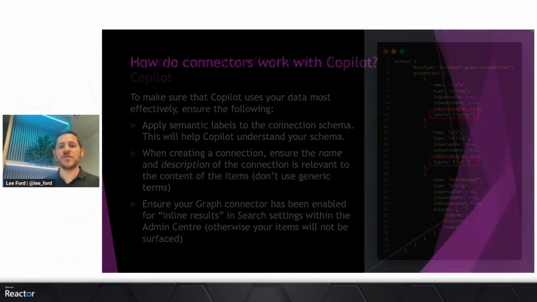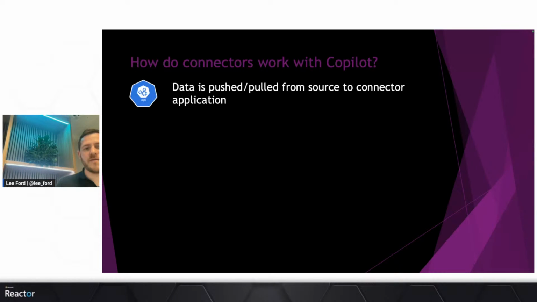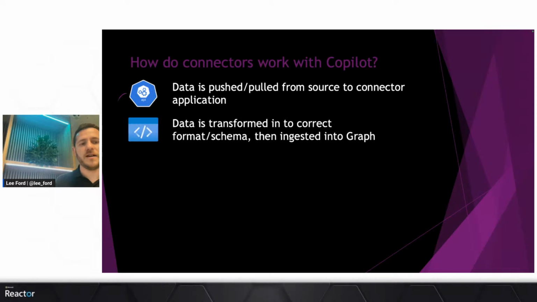So how do connectors work with Copilot? We've kind of gone through how we set up a connector, but how do you use the connector? So first thing is data is pushed or pulled from a source to the connector application. I'm calling connector application, that's my code, let's say. So data goes from the API, it could be a JSON file, it could be whatever you want it to be.